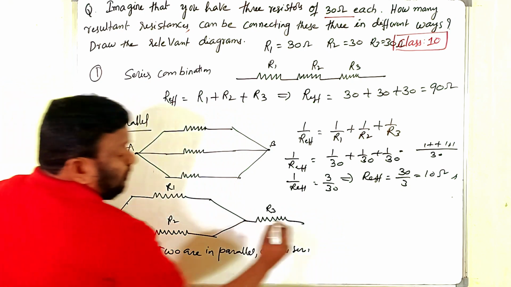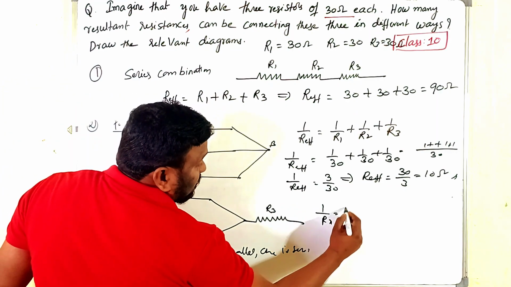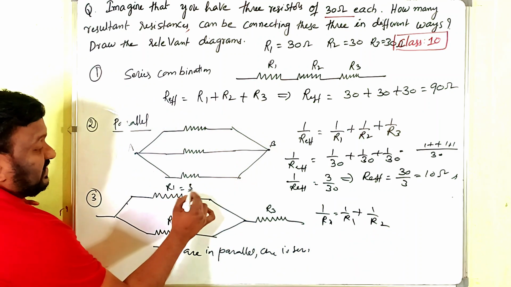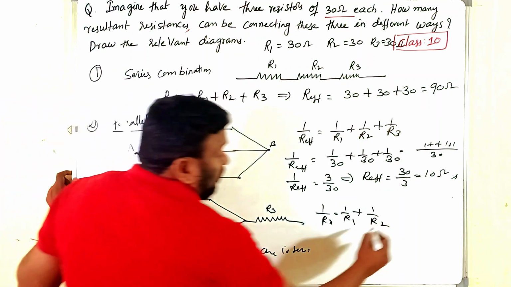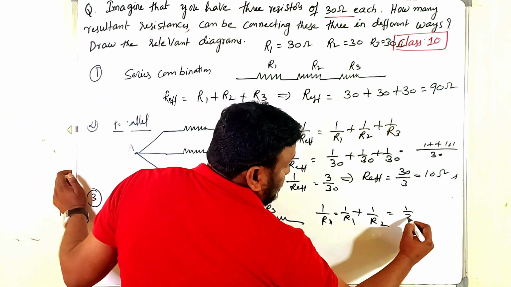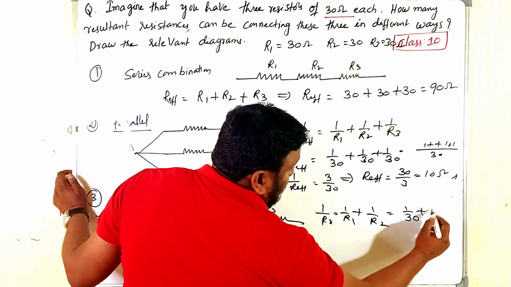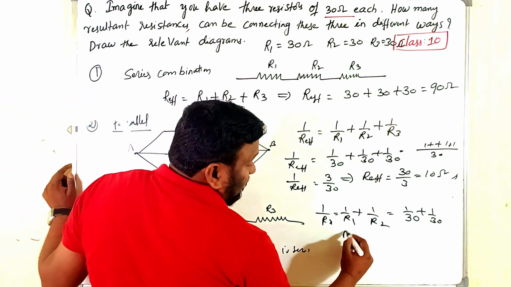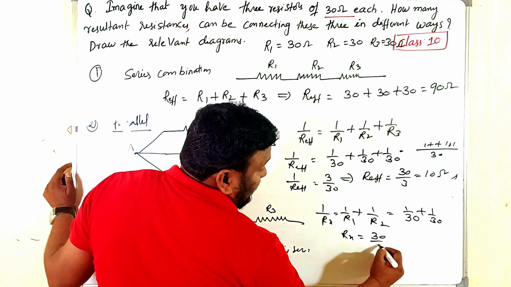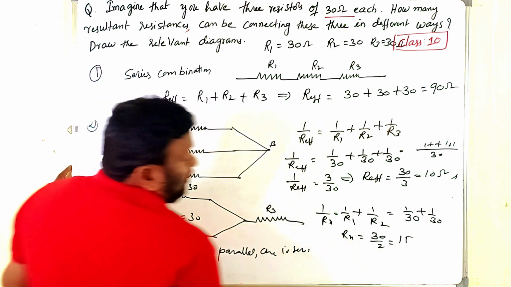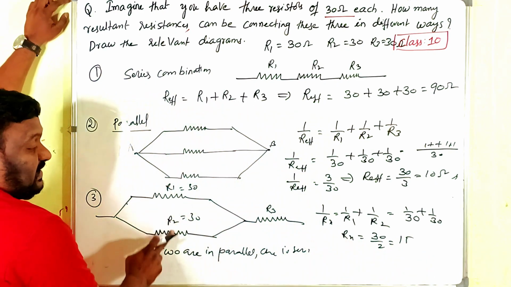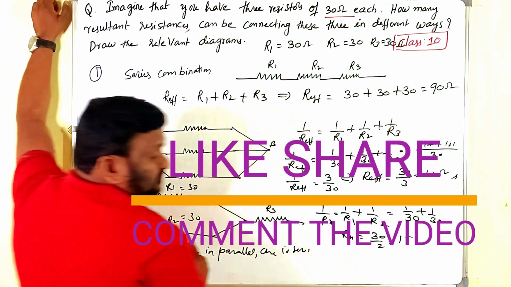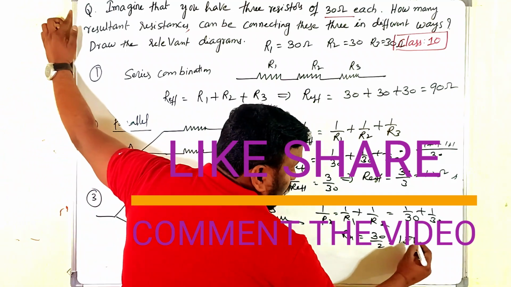That's why I am going to use the parallel formula here. 1 by Rx is equal to 1 by R1 plus 1 by R2. R1 value is 30, R2 also 30. Then what do you get here? 1 by 30 plus 1 by 30. Clear? Then what do you get, children? That is 2 by 30, so Rx is equal to 30 by 2. That is 15 ohms.